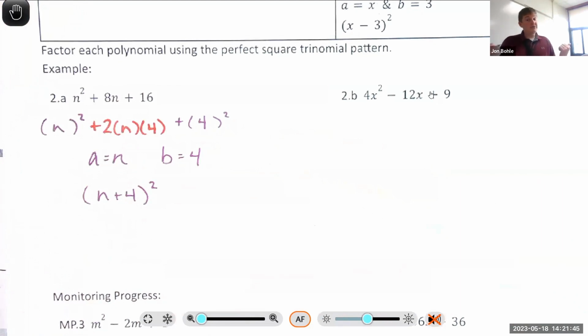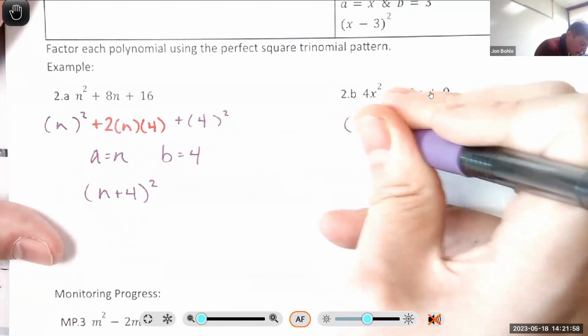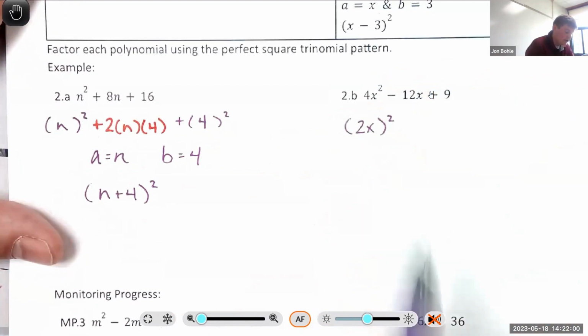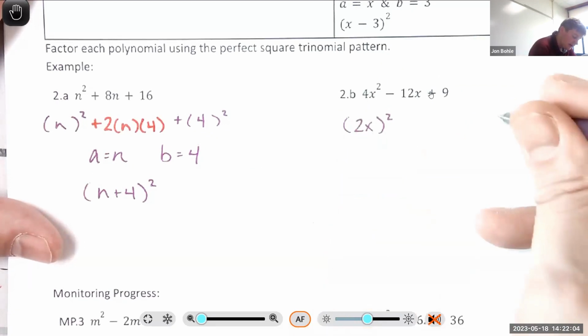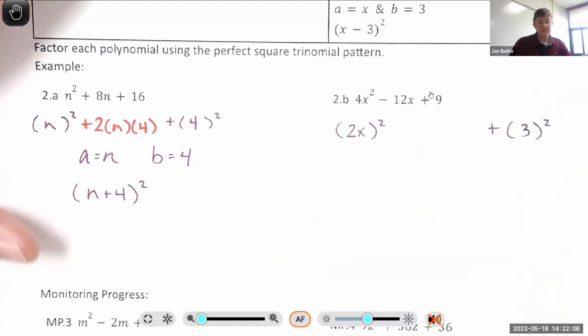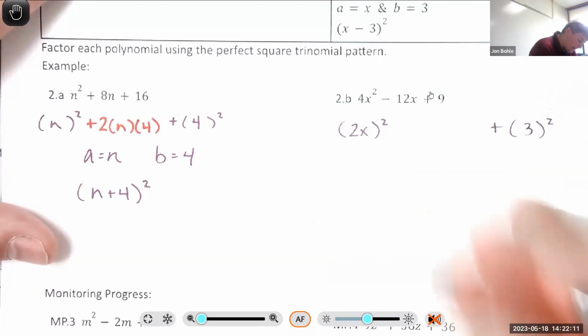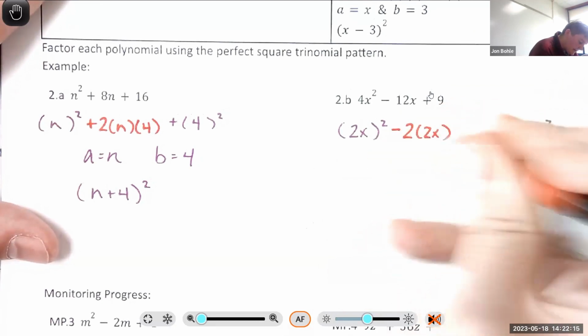So really, just check the outside parts and then verify the inside; that's all you have to do. Okay, so 2b. Same thing: I'm going to check the first and the last term. The first term is a perfect square. This is going to be 2x to the second power, because 2 times 2 is 4, and x times x is x squared. Now I'm going to jump to the end, which is a perfect square also, because 3 times 3 is 9. Now the middle part, I just have to verify. Is it 2 times 2x times 3?